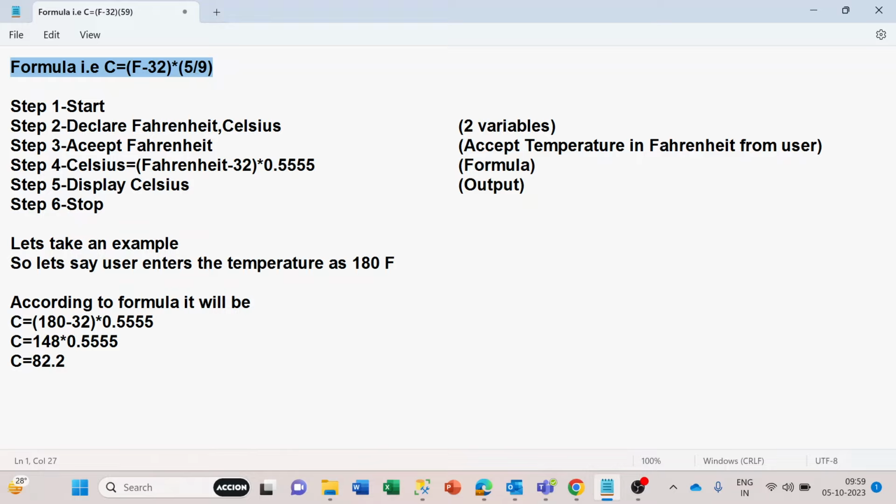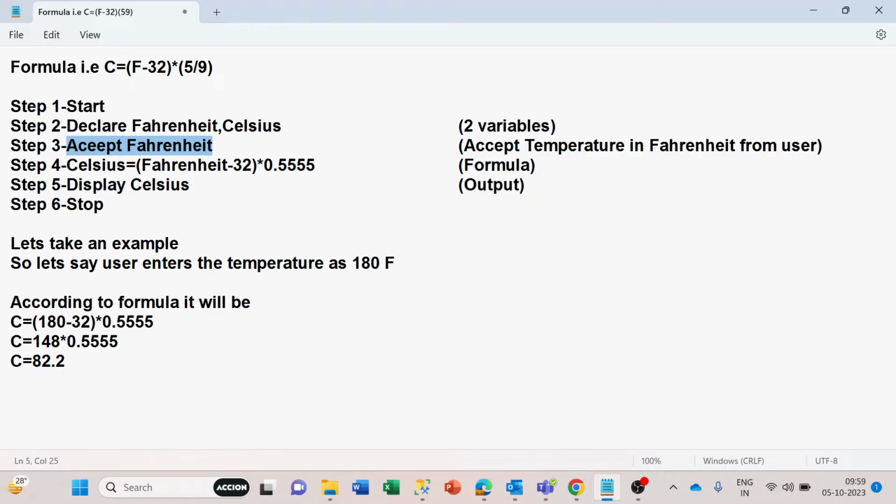Step 2. Now, let's break it down into simple steps. Step 3. We declare two variables, Fahrenheit and Celsius. Fahrenheit is the temperature in Fahrenheit that we want to convert, and Celsius will hold our result. Step 4. We'll ask the user to input the temperature in Fahrenheit. This is the temperature we want to convert.